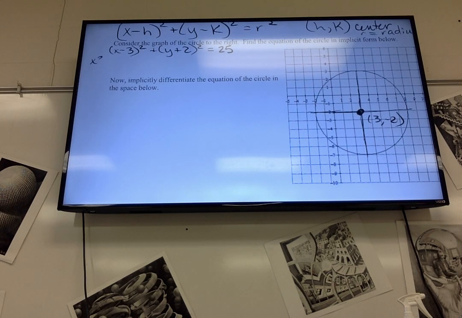So this is x squared minus 6x plus 9 plus y squared plus 4y plus 4. x squared plus y squared minus 6x plus 4y plus 13 equals 25. Subtract the 13. Equals 12.